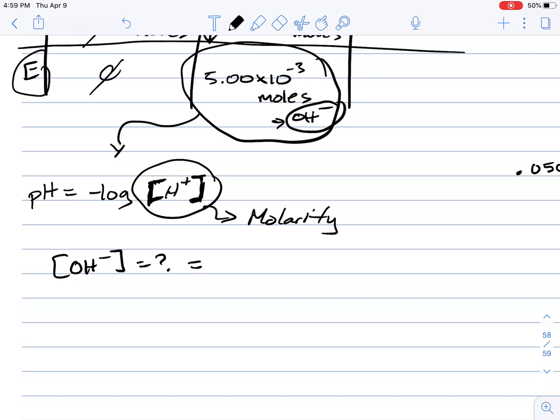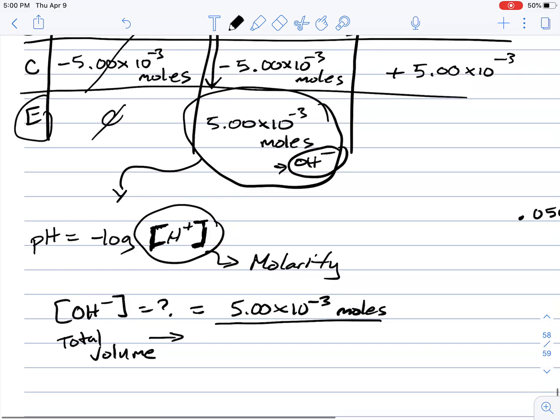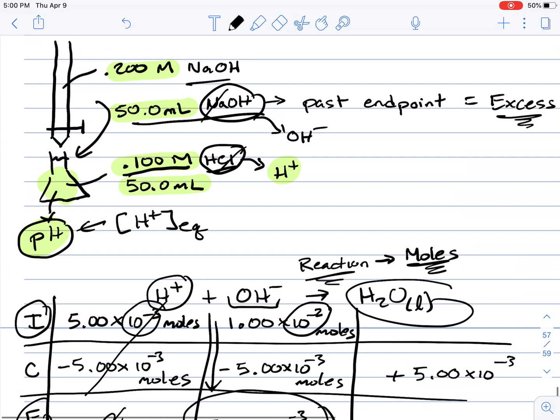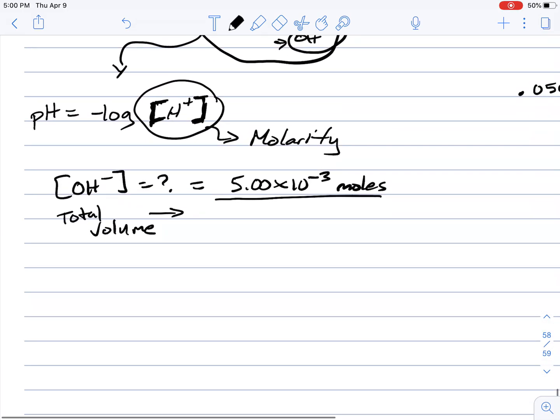And we already have the first part to it, which is 5.00 times 10 to the negative 3 moles. And all we have to do is divide it by the total volume. Okay. And so it's very important for us to consistently write our units over and over and over again, just to remind us what we have. And so here, the total volume is representative of the sum of how much we added and how much we initially had. In this case, it's 50 plus 50, which is 100 mils.